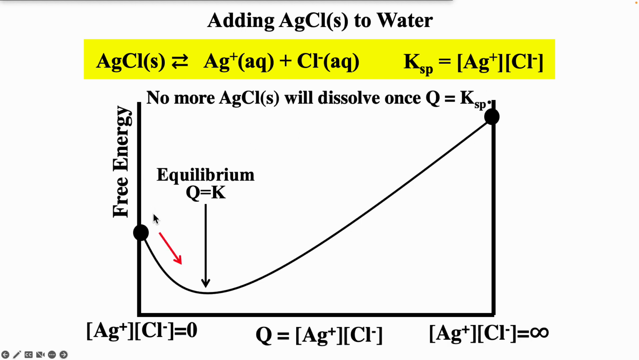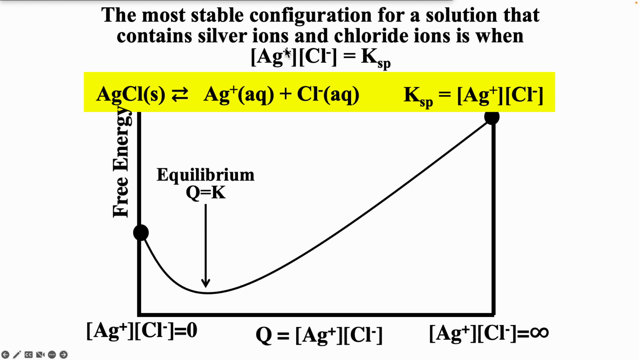And so we add a little silver chloride. Once we get to that minimum, where Q equals K, no more silver chloride will dissolve, no matter how much more silver chloride we add. The reason for that is that silver ion concentration times chloride ion concentration equals KSP is the most stable configuration for this system.